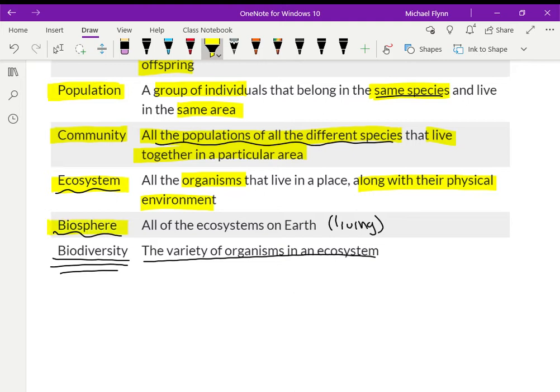The biosphere we already talked about. That's all of the ecosystems on the planet, the living part of those ecosystems. And this word here, this one's very important. Biodiversity. Biodiversity, diversity just means how many different types of organisms, how many different kinds of species you have.